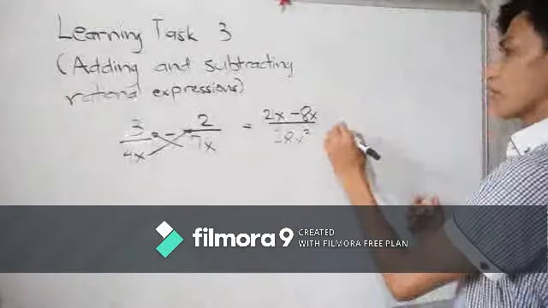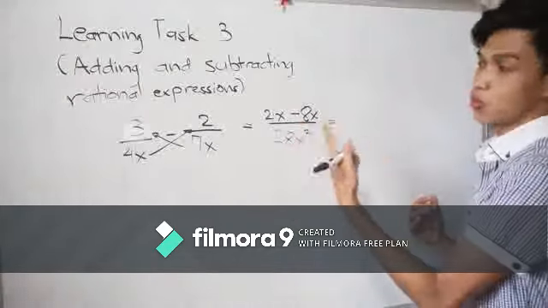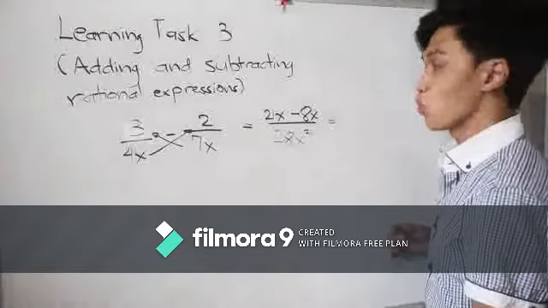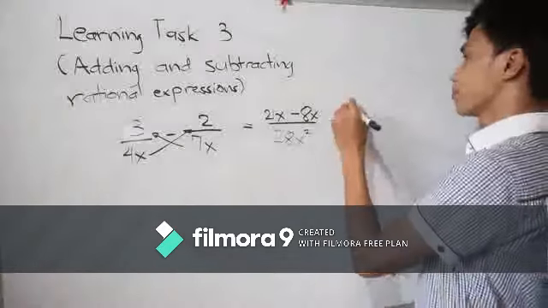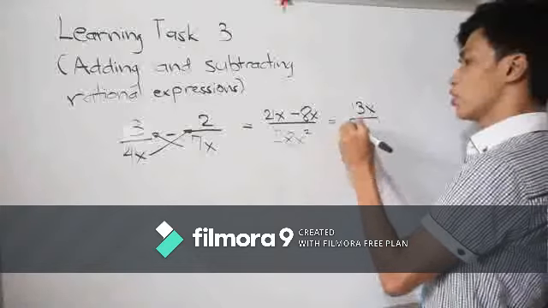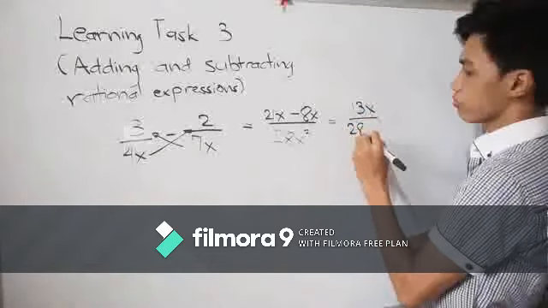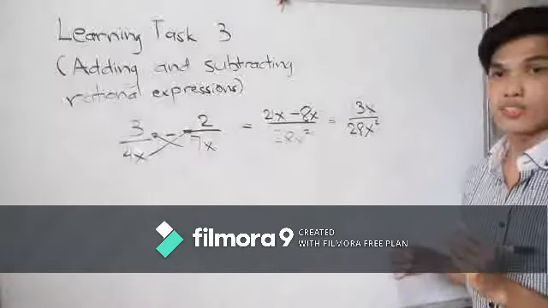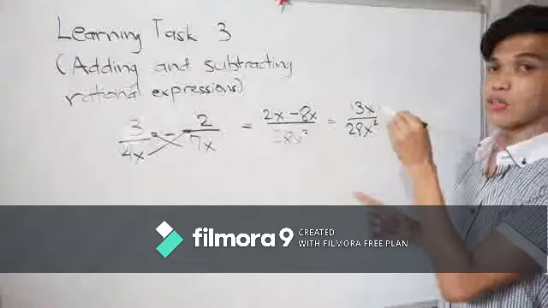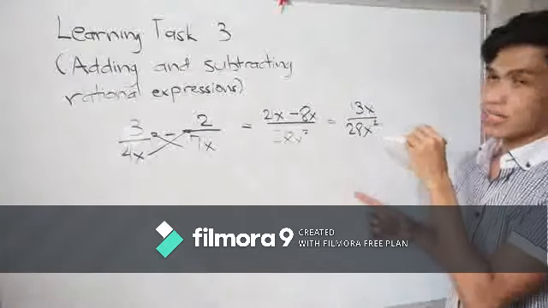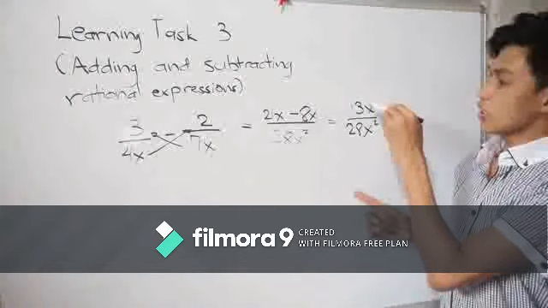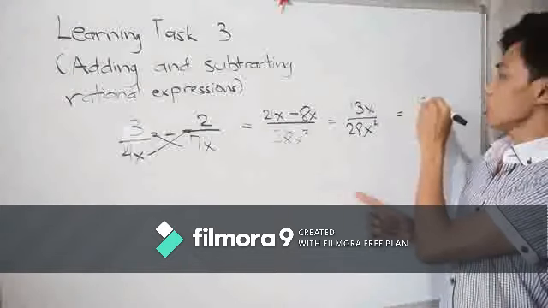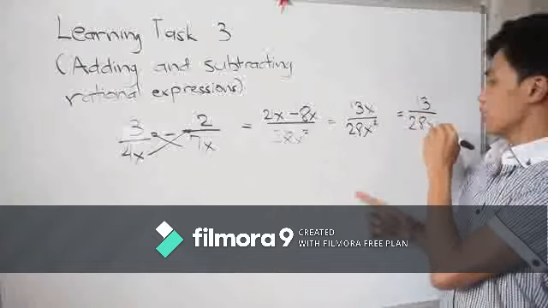Can we subtract? Yes, we can subtract 21x and 8x. So, 21x minus 8x would be 13x over 28x squared. Is this the final answer? No, because we can cancel out, or we can divide x over x squared. So, we can cancel out x, and that will become 1, and that will be 13 over 28x.